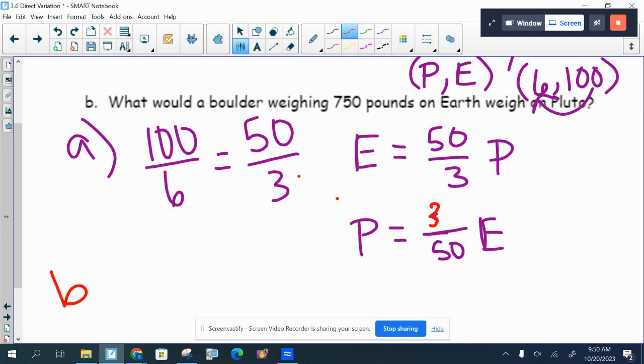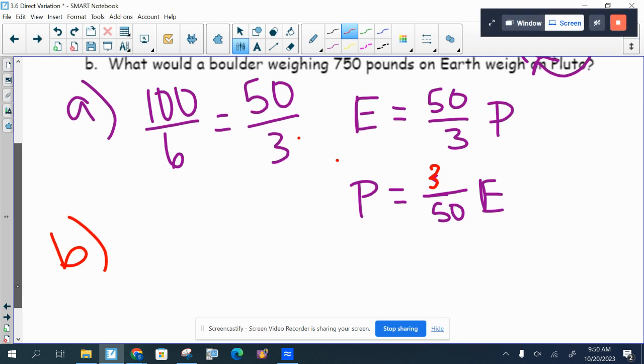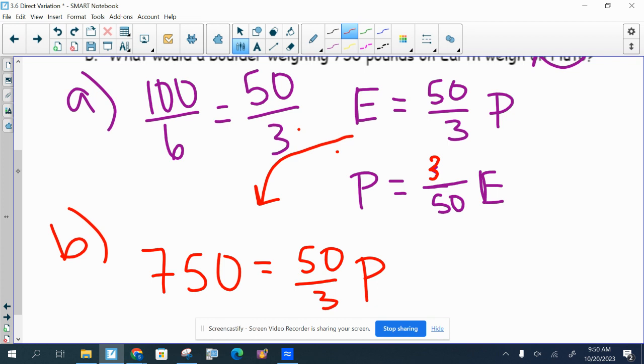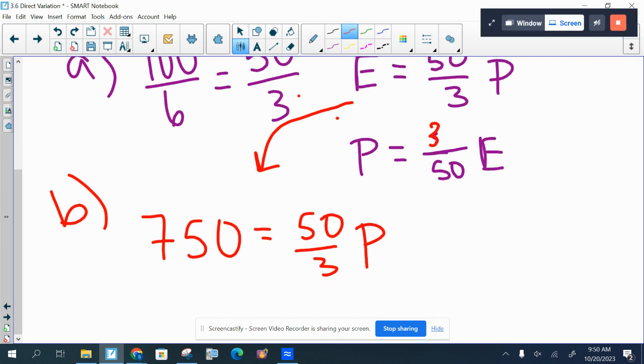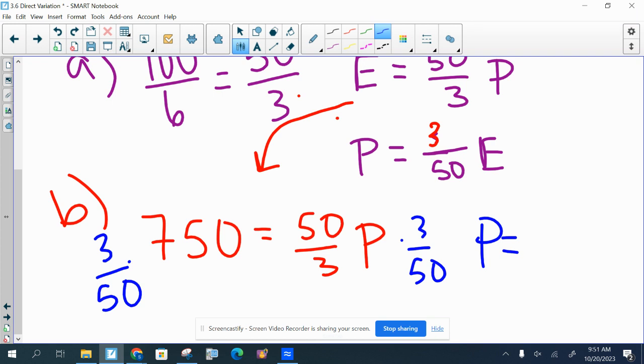Okay, and then for part B, it says, what would a boulder weighing 750 pounds on Earth weigh on Pluto? So if we're taking our equation, we're going to plug in 750 for E. So if we're going to do it that way, then we would have to solve for P by taking the reciprocal. So times 3 over 50. You can use a calculator, but I bet you would be okay to do it without one. What'd you get? 45 pounds. Yes.